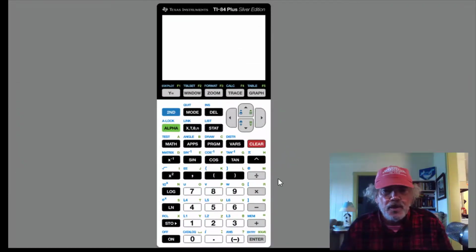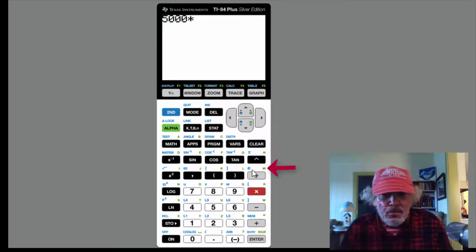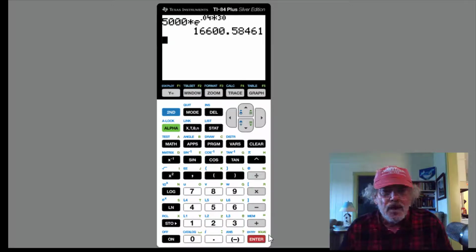Okay, so now we're going to do the continuous form, which starts out with the initial value, $5,000, times Euler's number. Euler's number is right here, the little e, below the pi, but it's in blue. So you hit the second key, which brings you to this blue level, and there's your e. Then it's going to be raised to the 0.04 times 30 years. And there's our amount.